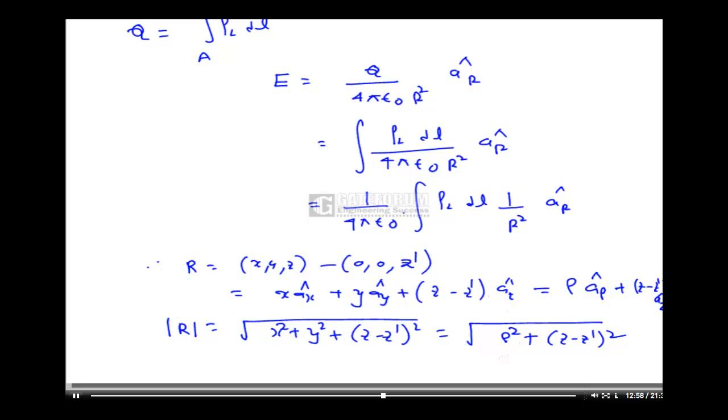So this is a general procedure to calculate electric field intensity. But from our examination point of view, we don't need these derivations. Generally, this is a procedure. We don't need these derivations. We need some shortcut formulas to calculate electric field directly. So we will discuss that now.